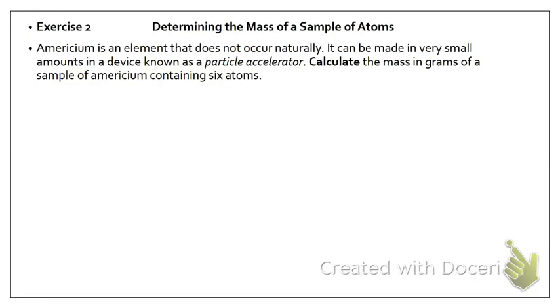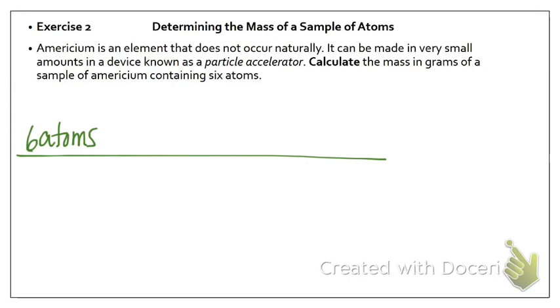Okay, so here's exercise 2, determining the mass of a sample of atoms. We have americium, which is a man-made element. It does not occur naturally, and it can be made in very small amounts in a particle accelerator. When we mean very small amounts, it says calculate the mass in grams of a sample of americium containing 6 atoms. Don't know even how they counted that. Okay, so 6 atoms would be 6 atoms. And what am I going to do to get rid of atoms?